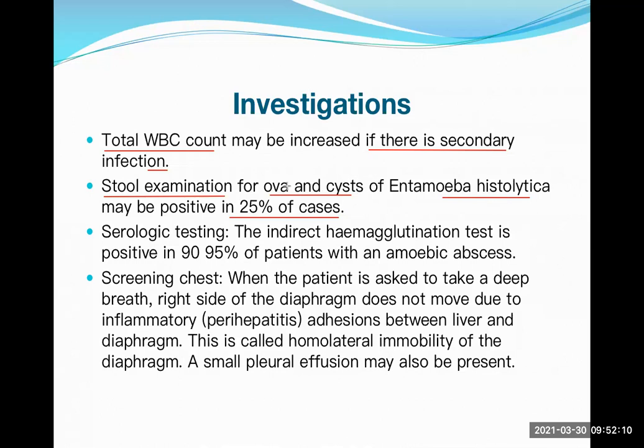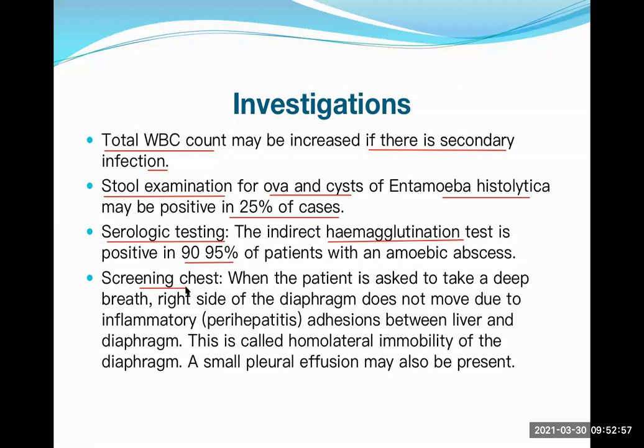But the disease which we are talking about right now, the amebic liver abscess, is caused by the trophozoite form. The trophozoites are the active form, or the vegetative form, we say. They invade the colonic wall, reach the portal circulation, go to the liver, and do extensive damage there. But nevertheless, diagnosis of Entamoeba histolytica is helped by stool examination. That's the point. Serological testing can be done. The indirect hemagglutination test is positive in 90 to 95% of patients with an amebic abscess. So if facilities are available, this test can be done.